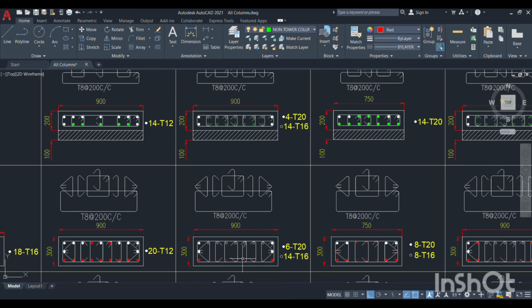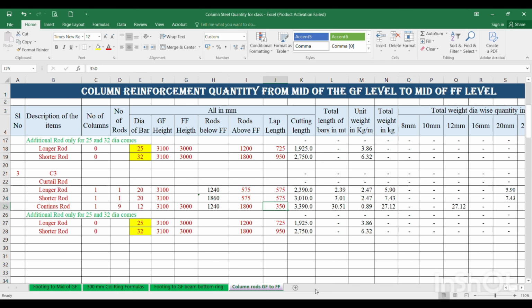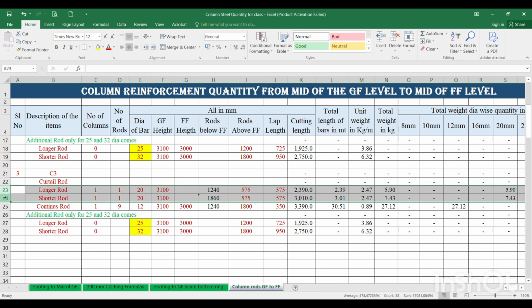Next 16 dia curtail rods are there. So 20 dia curtail is over. Then 16 dia, how many rods are getting curtail? 1 2 3 4 5 6 7. 7 rods are going to curtail. So for that 7 rod we need to create one more two lines.